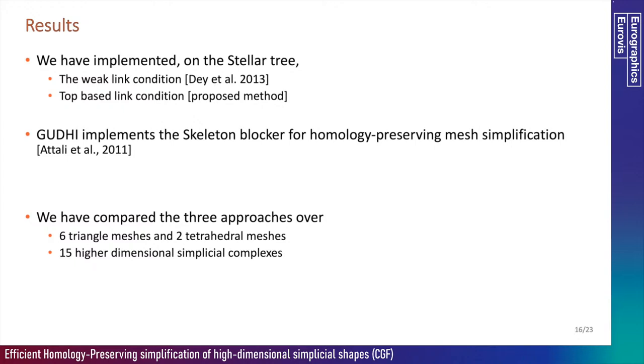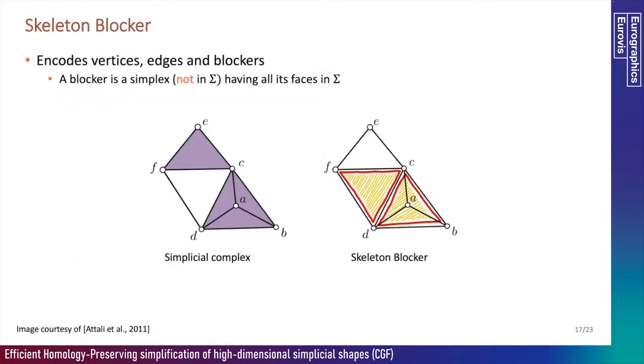Before looking at the actual results, let me briefly introduce how the skeleton blocker is defined. The skeleton blocker uses a dual approach with respect to storing the top simplices of a simplicial complex. The blockers of a simplicial complex are defined as missing simplices. Let me explain this with an example. If you look at the simplicial complex here, we have, for example, the triangle FCD, which has all its faces, edges, and vertices inside the simplicial complex, but the triangle itself is missing. So that is the example of a blocker.